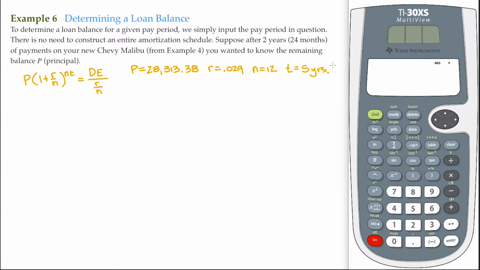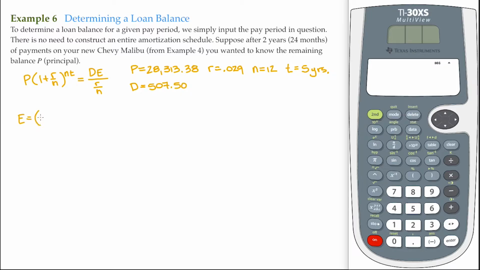And if you recall from this problem, we use this to determine the payments that would need to be made. And we determined that the payments were $507.50. But this time we're now in the middle of the loan. We want to know how much we still have yet to pay back. So again, we start with E.